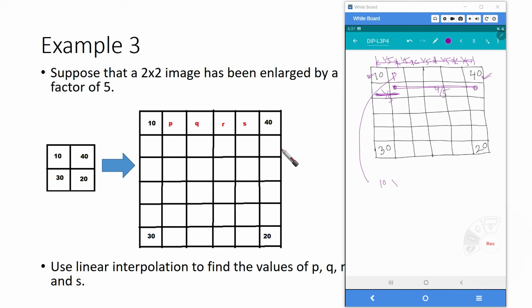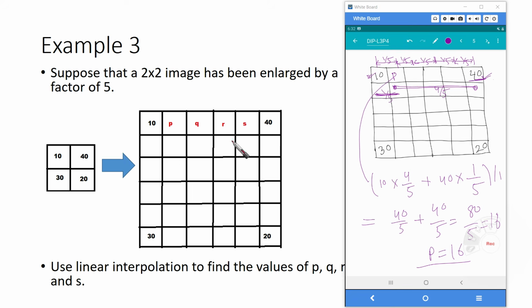We take 10 multiplied by 4 over 5 plus 40 multiplied by 1 over 5. Because the distance between 10 and 40 is taken as 1, dividing the whole thing by 1 doesn't matter. So the value for P is 40 by 5 plus 40 by 5, so 80 by 5, which is 16. So P is 16.